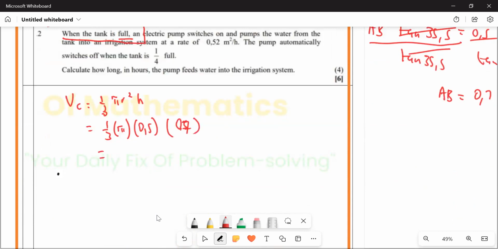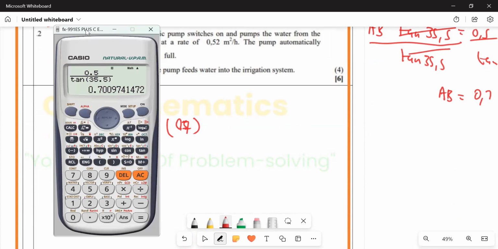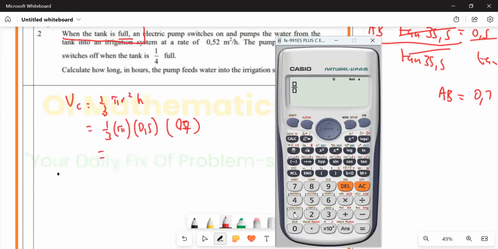And then you type this in your calculator. Let's check what you get. You get 1/3, multiplied by 0.5 multiplied by pi. Multiplied by, oh, sorry about that. I need to square this thing. 0.5 squared. And then I also forgot the pi.